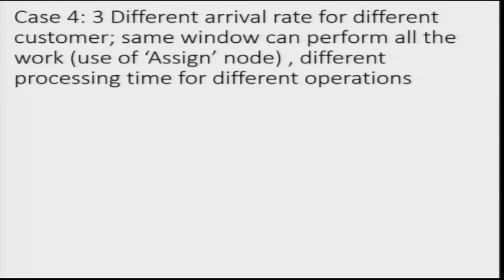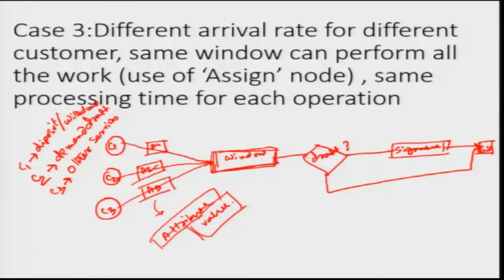So again we will draw this diagram. The Arena model will be very similar to case 3. There also we do similar things, because we have only a single window to serve all the processes. But what will be added is that in the assign node we will put another extra attribute that will specifically identify the process and assign the processing time to the particular entity. When they reach the process window, the window will take the processing time as assigned to the particular customer.